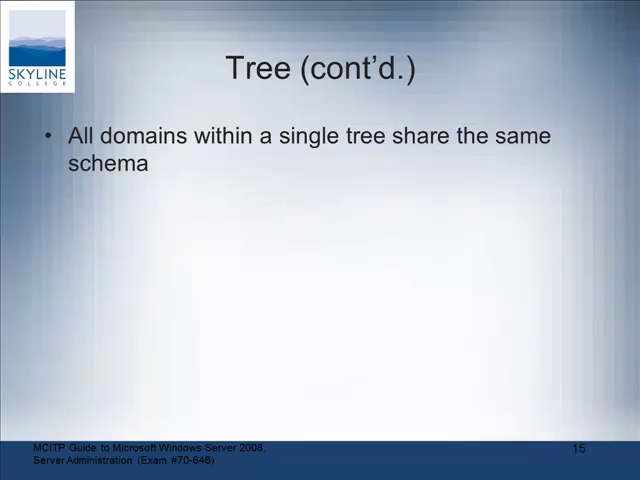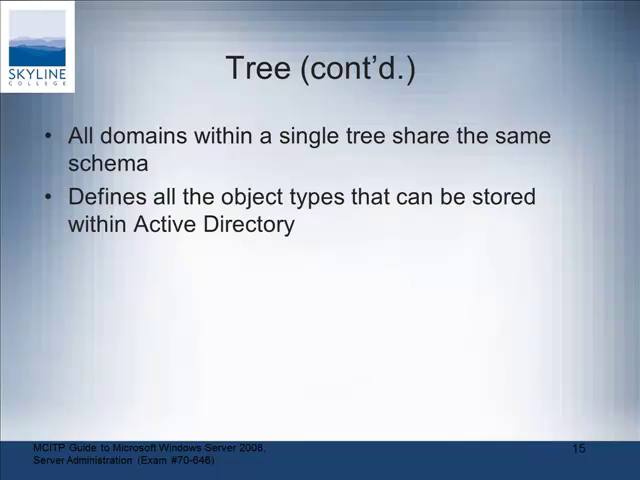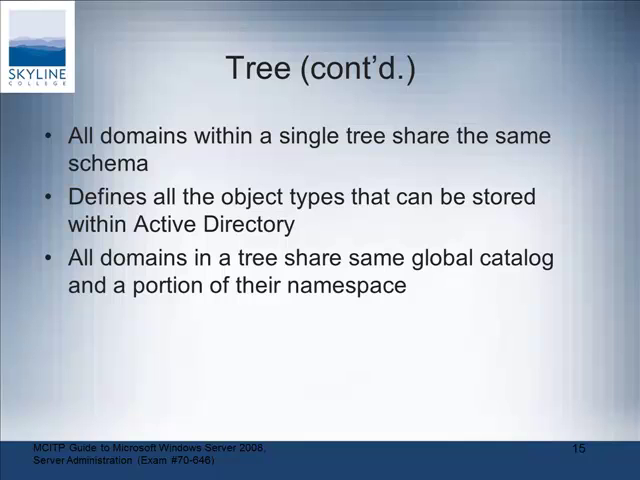All domains within a single tree share the same schema. All domains within a single, this should say forest, share a common schema. One of the things that's common in a forest is schema. They all share the same global catalog. They all share the same schema. The schema is what objects are available. The object types can be stored within Active Directory. All domains in a tree share the same global catalog and portion of their namespace. All domains in a forest share the same global catalog.